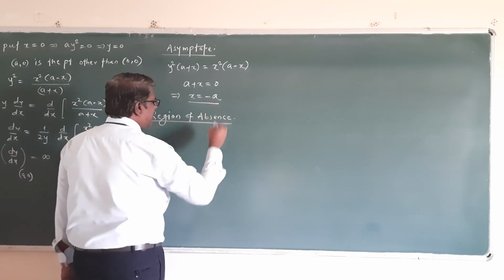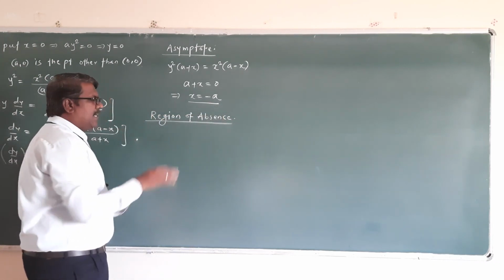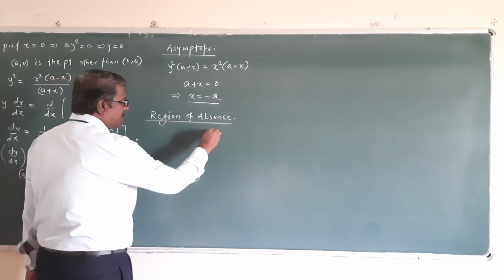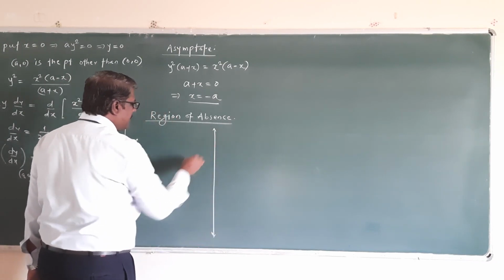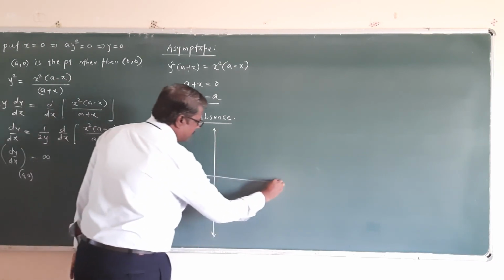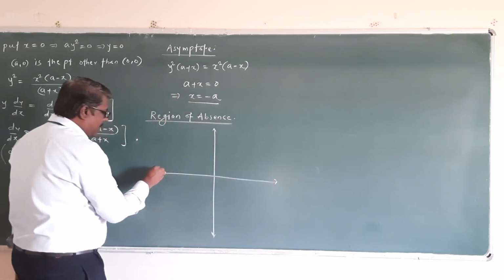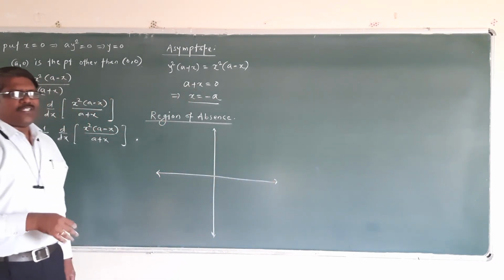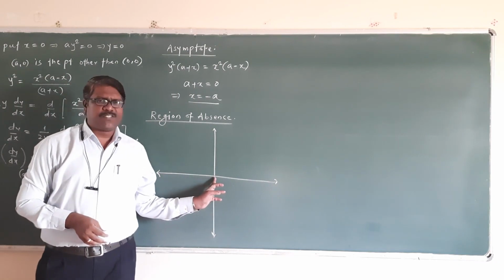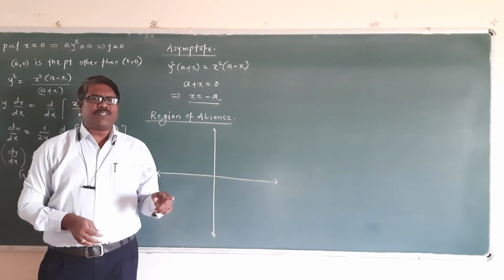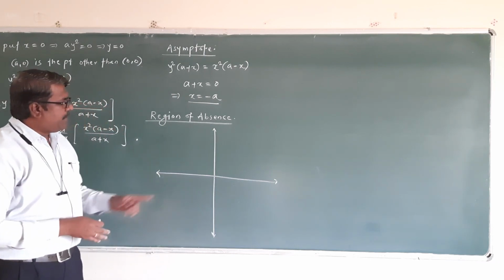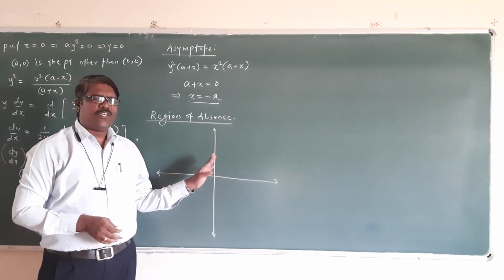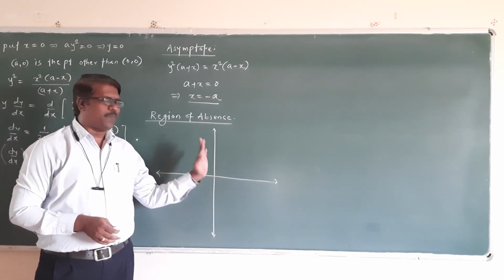To calculate the region of absence, whether the curve is present in a particular partition, first we draw the x-axis and y-axis. Now here, what are the steps? Plot the points of intersection first. If an asymptote is present, then the asymptote itself is one of the partitions. Define the partitions and check whether the curve is present in each partition.